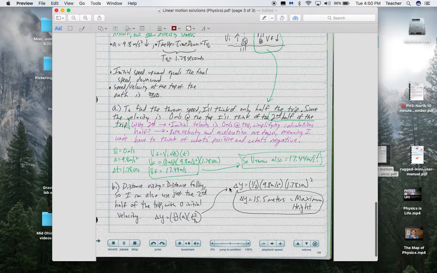So here, I'm thinking again of the second half of the trip. Acceleration downward is positive. The distance it's traveling downward is positive. And the time is half the total time that it's falling. So I'm going to use a version of formula 4. And I get 15.5 meters. And that's the maximum height. If you use the entire time with this, you'd get 4 times the distance, around 62 meters. But it wasn't falling for 3.56 seconds, it was falling for 1.78 seconds.